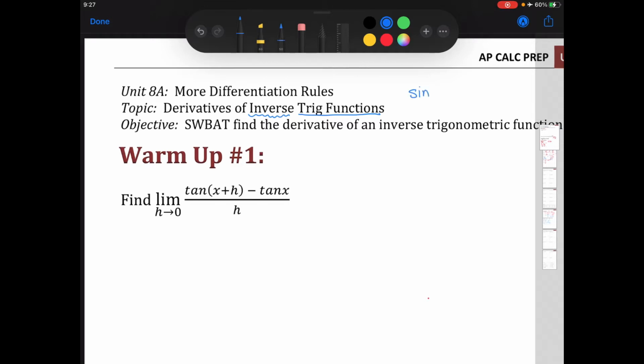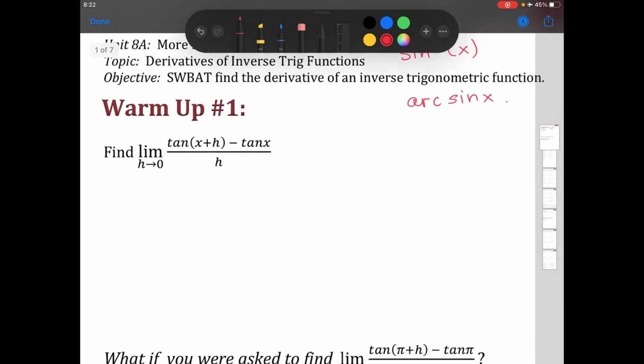We write it like this. Trig, like let's say sine is your trig function, so sine inverse of x. Or you might see me write it like this, arc sine of x. They both mean the same thing. Pause the video and try the warm-up.